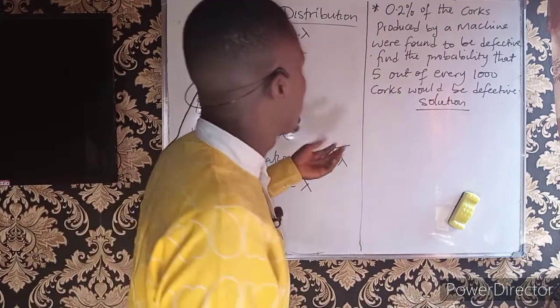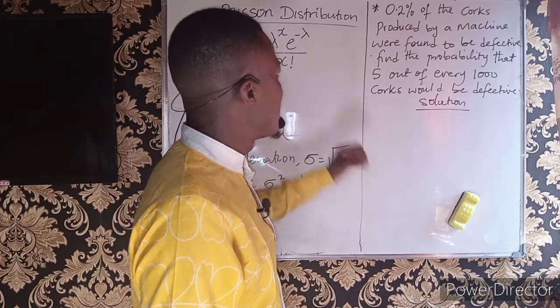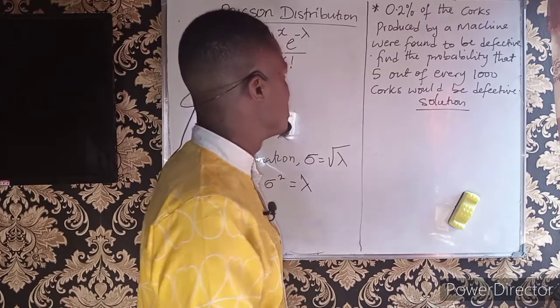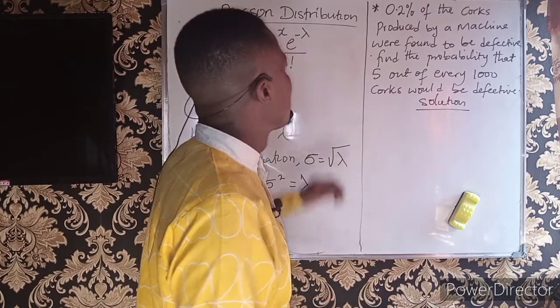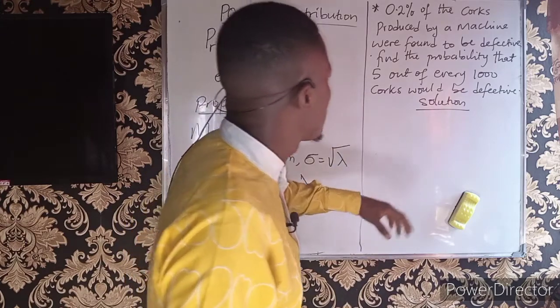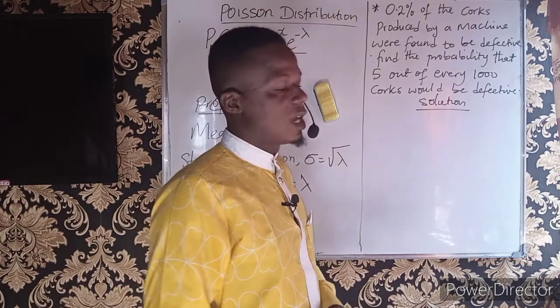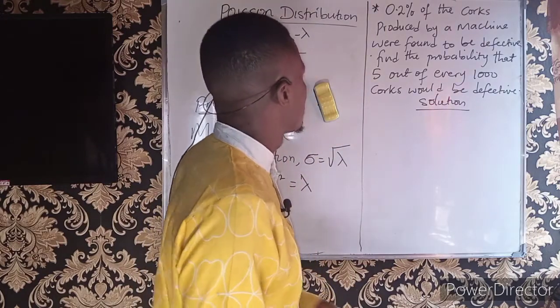So we are told here that 0.2% of the clocks produced by a machine were found to be defective. Find the probability that 5 out of every 100 clocks would be defective. 5 out of every 100 clocks.